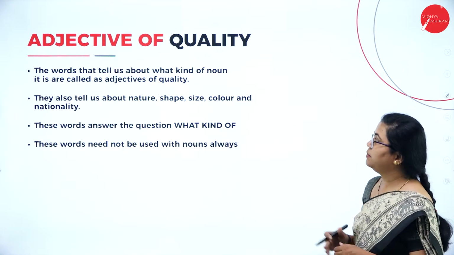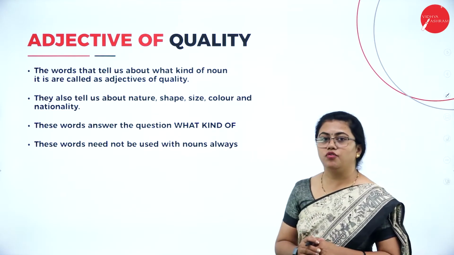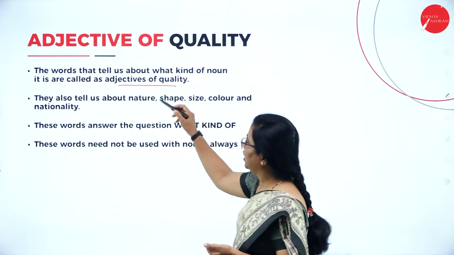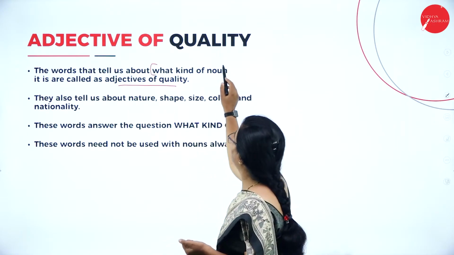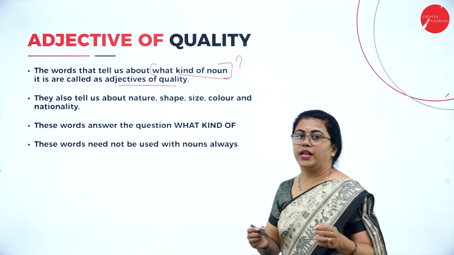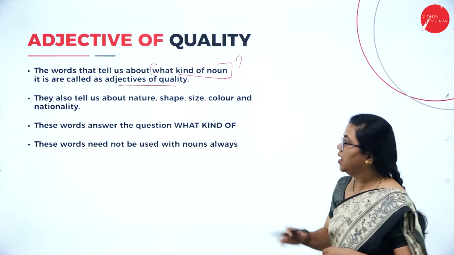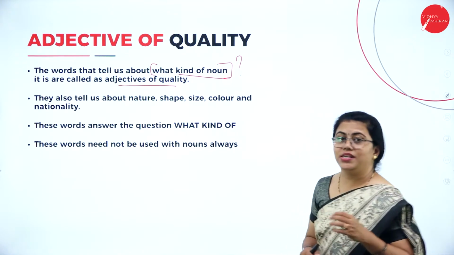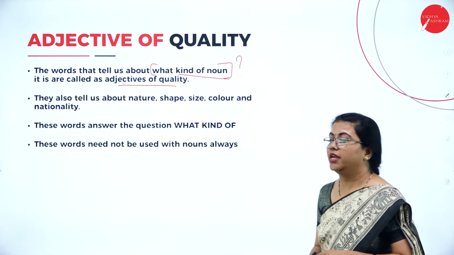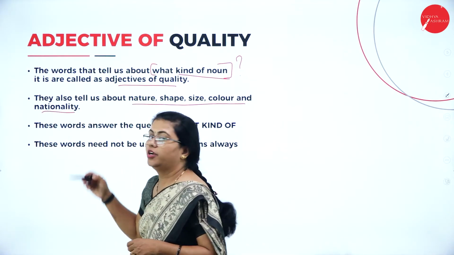The words that tell us about what kind of noun it is are called adjectives of quality. In order to identify any adjective of quality, you need to ask this question: what kind of noun is it? If you get an answer, then that is an adjective of quality. They also tell us about the nature, shape, size, color and nationality. These are the things that the adjective of quality talks about.